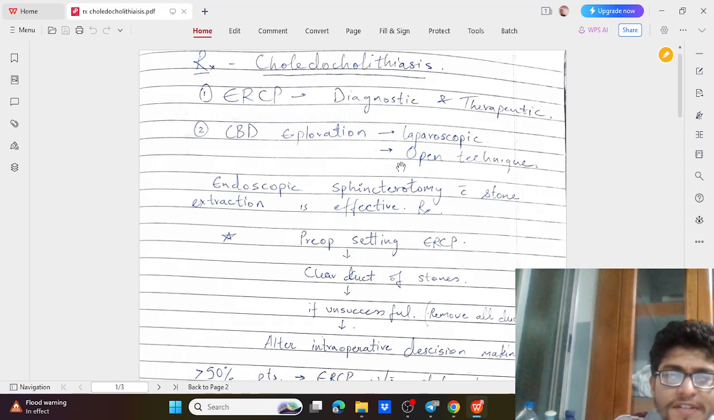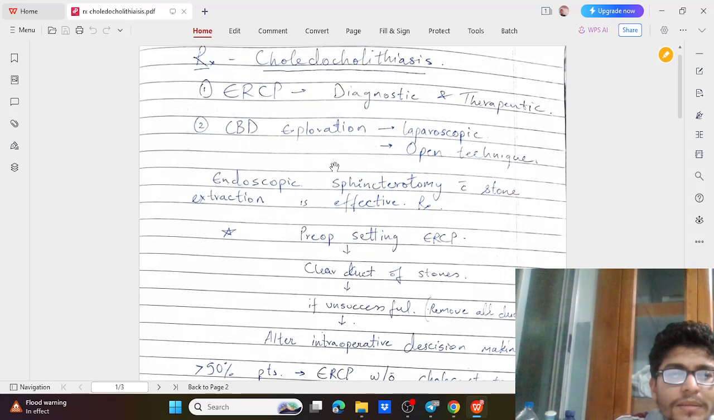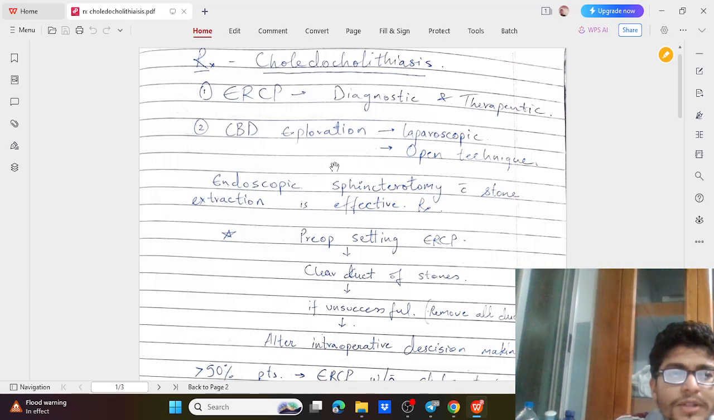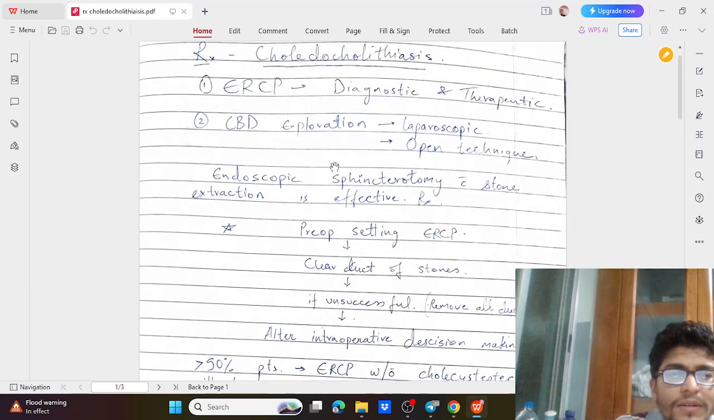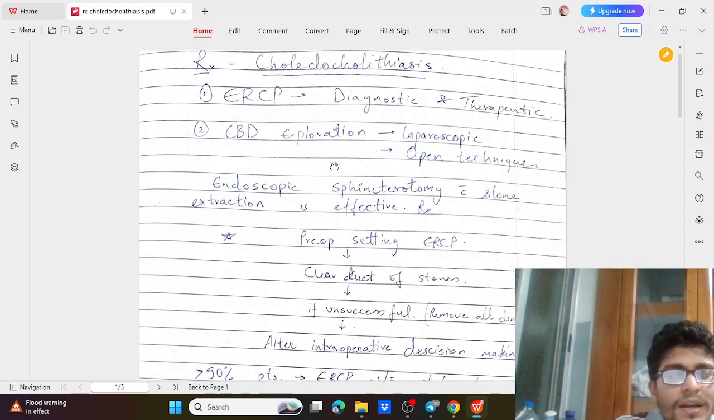Though it is only the initial investigation of choice, the investigation of choice for choledocholithiasis is MRCP, that is magnetic resonance cholangiopancreatography. Then other helpful investigation is endoscopic ultrasound, which is especially helpful for CBD sludge or microliths. Then lastly is the ERCP, which is also helpful as a diagnostic and therapeutic technique.